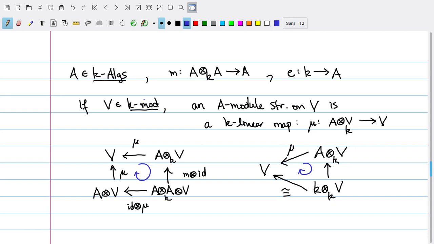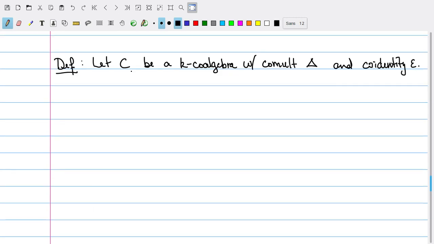A comodule structure will be exactly the same thing, but defined for a coalgebra with all of the arrows reversed. To start out, let's consider a K coalgebra C, with co-multiplication given by delta and co-identity given by epsilon. And let's not assume that the coalgebra structure here is commutative.